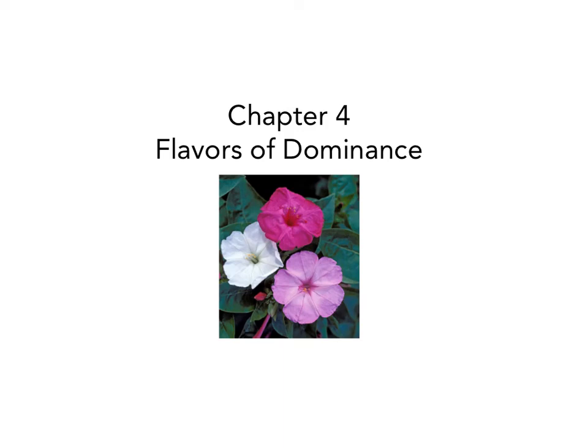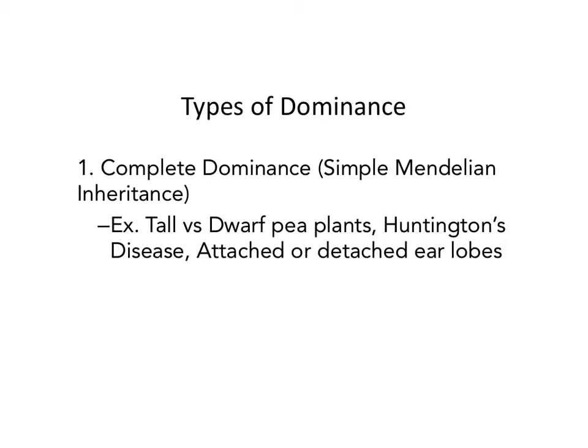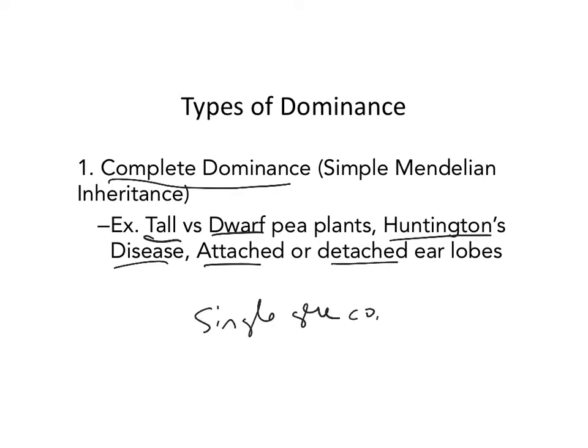So let's continue our discussion of dominance a little bit and talk about flavors of dominance. Now, we've already seen this type of dominance in the sense of complete dominance. That's that traditional simple Mendelian inheritance. You're either tall or dwarf. You either have Huntington's disease or you don't. And you either have attached or detached earlobes. These are all examples of single gene control and classic complete dominance.